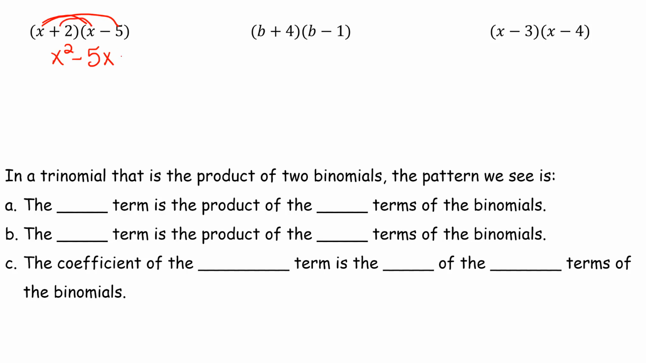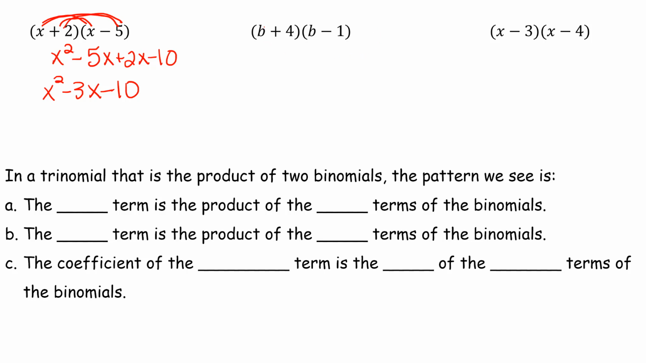2 times x is 2x, so plus 2x. And then 2 times negative 5 is negative 10, so minus 10. And if we add our like terms here, we have x squared minus 3x minus 10. All right, so let's just do these other ones and see if we see a pattern happening.